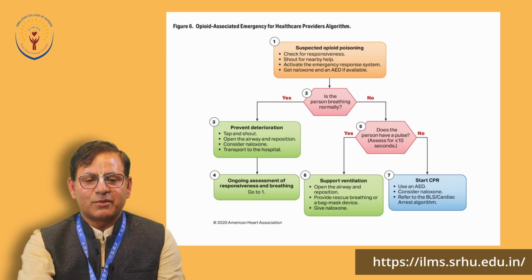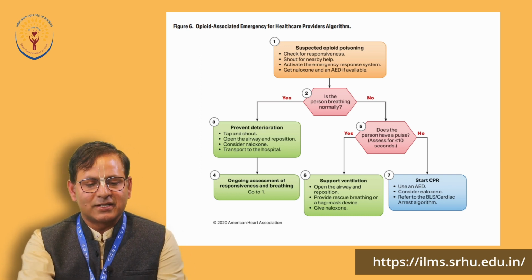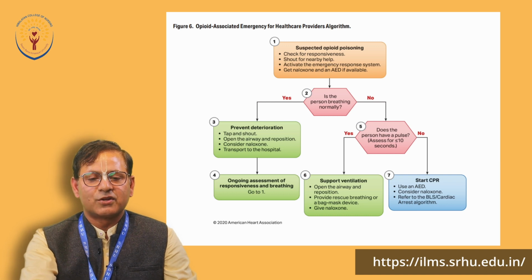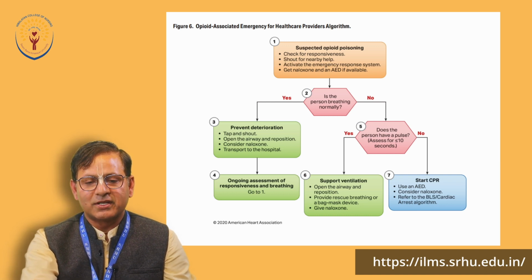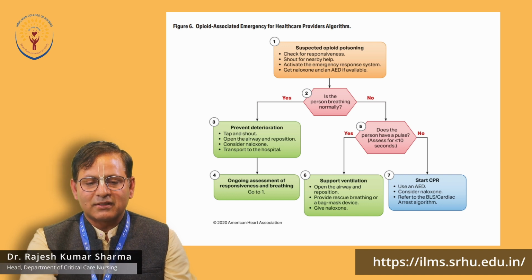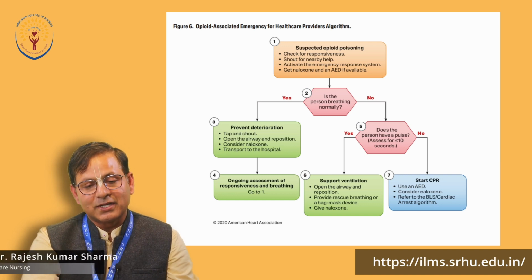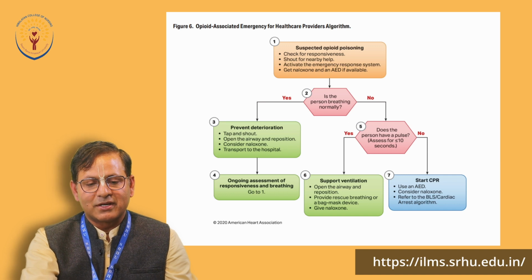So, there is an opioid associated emergency algorithm for healthcare providers, as per the American Heart Association. If we suspect somebody has opioid poisoning, check for response, shout for nearby help, activate the emergency response system, and get naloxone and an AED if available. Is the person breathing normally? If yes, then we have to prevent deterioration: open the airway and reposition, consider naloxone, transfer to the hospital, and then do ongoing assessment of the responsiveness and breathing.